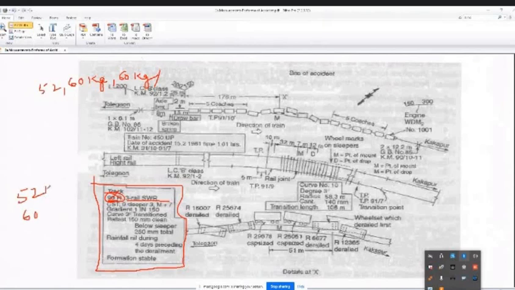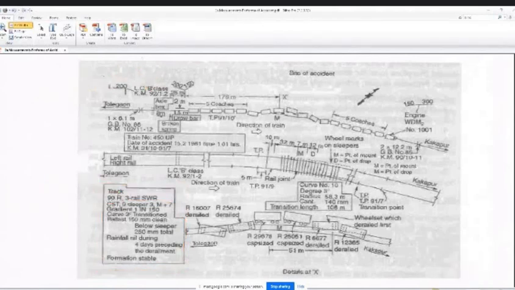So here you have to mention whether it is a 52 kg rail, a 60 kg rail or 60 kg modified, whatever it is, that only you have to mention. There is no 90R rail in broad gauge. Clear? Then next.